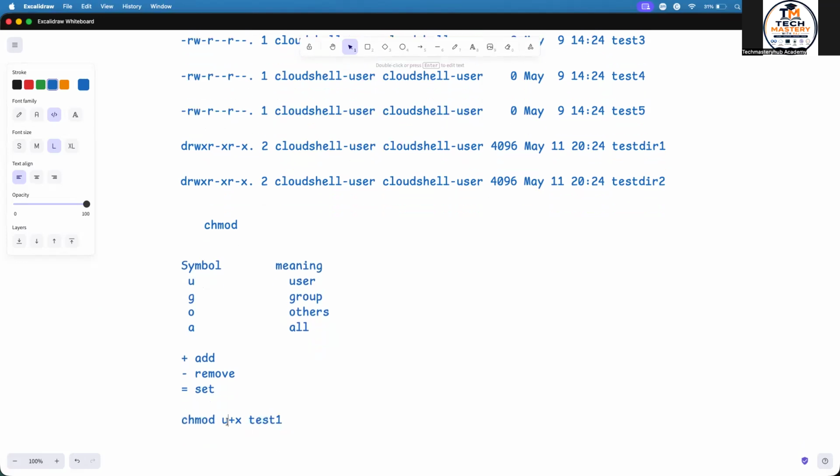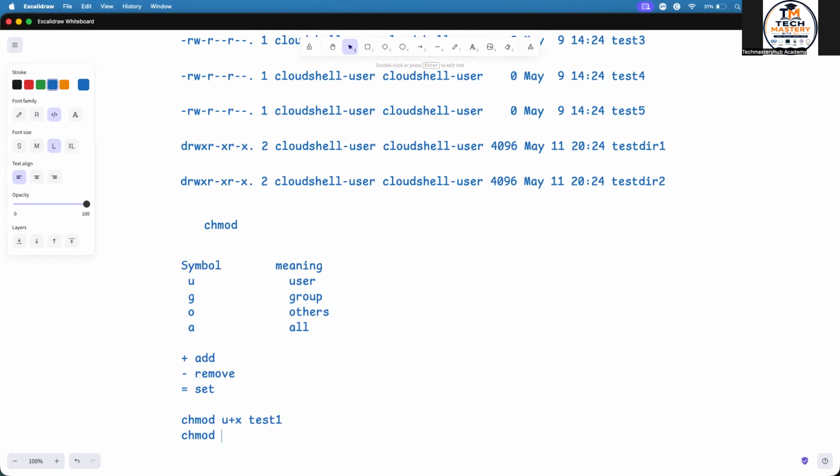What are we changing? The user will get plus x, which is the execute authority. We have seen that r is read, w is write, and x is execute. So now, using this command, we are granting authority to the user to execute the file. Or let's see one more example.